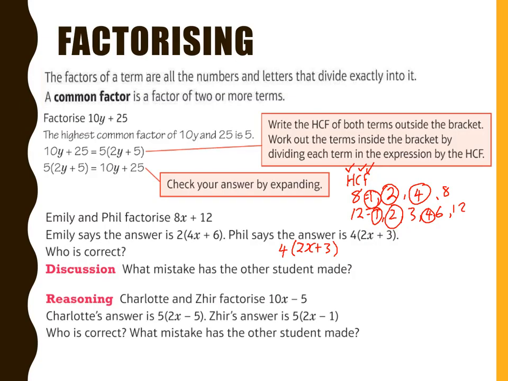Charlotte and Azir factorize 10x minus 5. Charlotte's answer is 5 in brackets 2x minus 5. Azir's answer is 5 in brackets 2x minus 1. Who is correct and what mistake has the other student made? So again, I want you to pause this video and see if you can answer this question on your own.